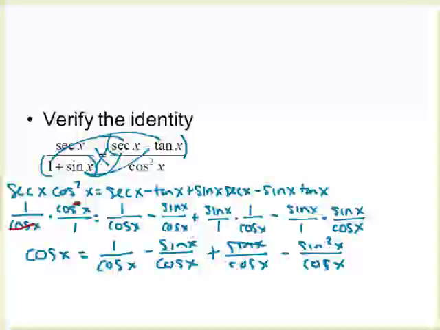Now that feels disappointing, but something nice did happen. Does anybody notice something nice that showed up here? In the middle, we've got a minus sine over cosine and a plus sine over cosine, and all the denominators are the same, which is a really nice thing too. So we have a lot of stuff matching now. In the middle, those wash each other out. And all of our denominators are the same, which is going to come into play for our next step.